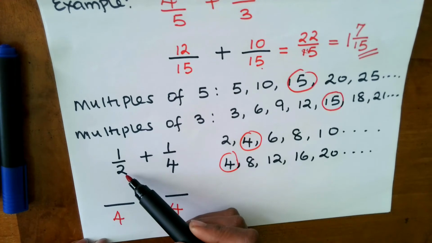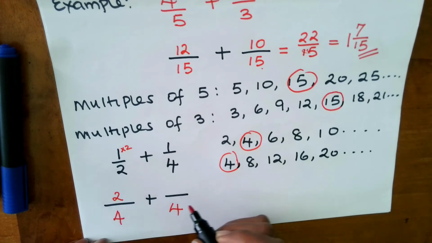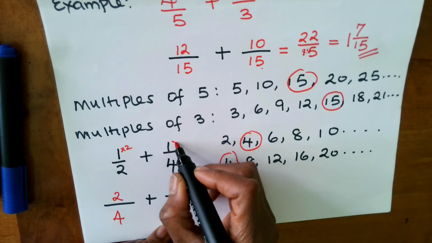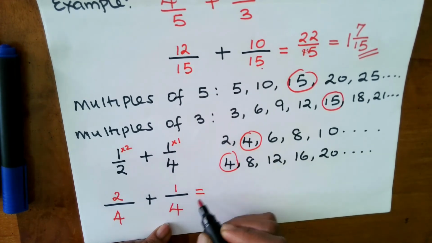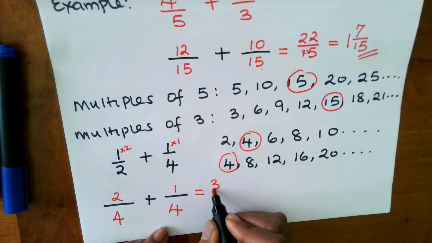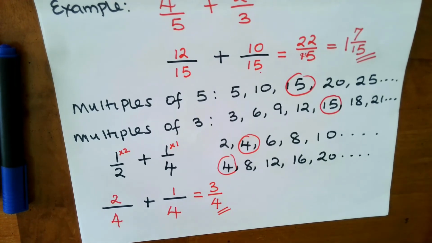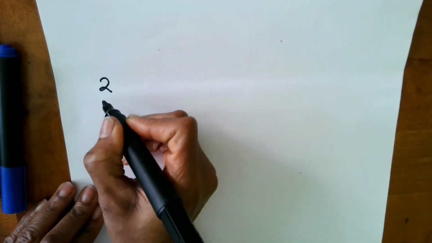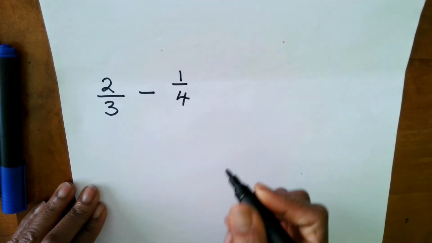4 divided by 2 will give me 2. 2 times 1 will give me 2. 4 divided by 4 will give me 1. 1 times 1 will give me 1. 2 plus 1 will give me 3 over 4. So 3 over 4 is my answer for this particular fraction. I have another example. 2 thirds take away 1 over 4.